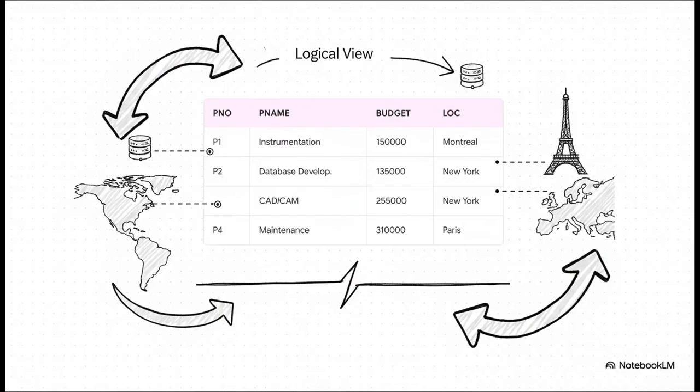And this slide shows a classic way to do it, called horizontal partitioning. We've got a table of projects, right, the proj table. Instead of storing the whole thing at one site, we split it horizontally, by the rows. So in this case, all the projects located in North America get stored on a server over there, while the European projects are stored in Paris. The data is physically separate, but to the application, it still looks like one big unified table.